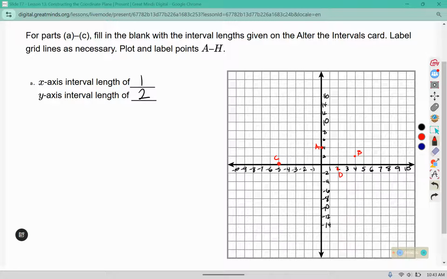E is negative 2, negative 1. F was 0, negative 3. Negative 3 is in between negative 2 and negative 4. G, negative 4, negative 2. And H, 5, 0.